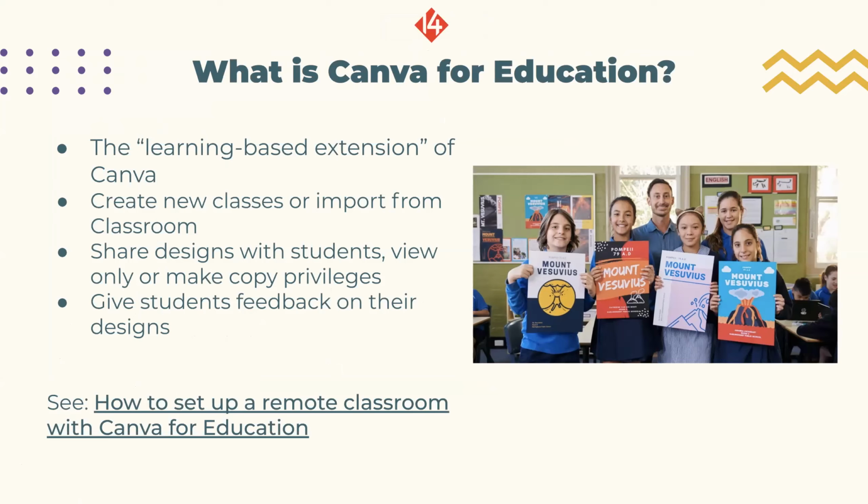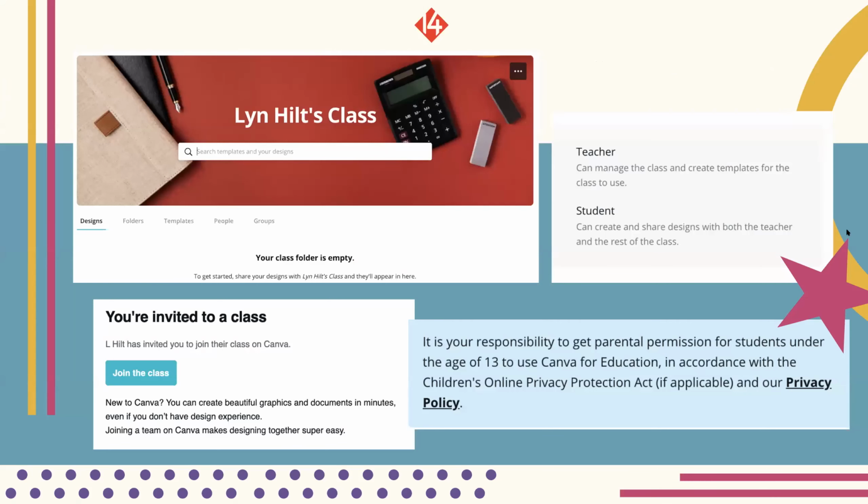So there are a lot of guides out there on how you can set up a remote little activity center in Canva for your students. What I did was just make a demo class called Lynn Hilt's class, and it consists of this header space. I have a design section, folders, templates, people, and groups in my class. I connected one of my Google Classrooms to my space, okay?